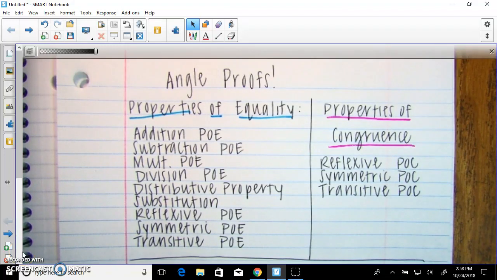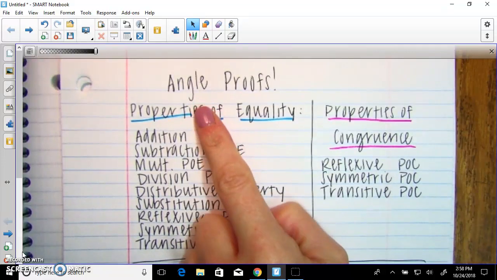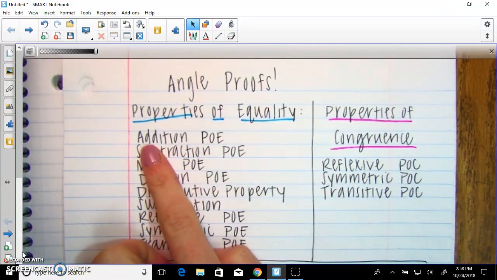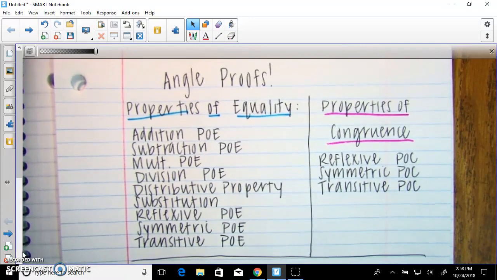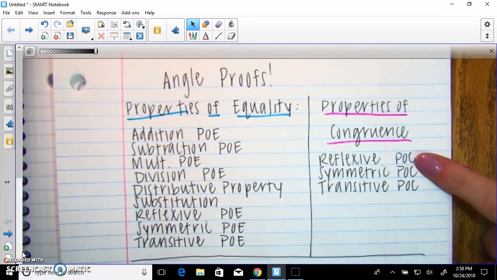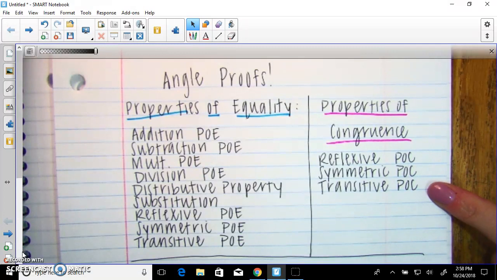For homework tonight, we're going to start getting into angle proofs. So far we've looked at algebraic proofs and segment proofs, and now we're going to see proofs that involve angles. So we need to understand all of the properties of equality, which are all of these. So you should have these in your notebook already. And then properties of congruence, which are the reflexive, symmetric, and transitive.